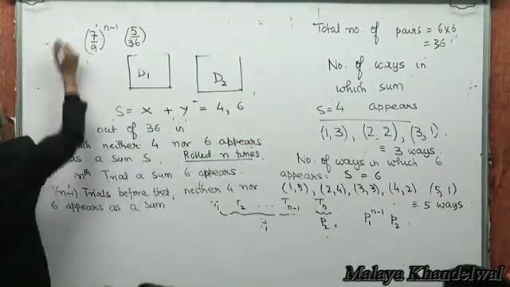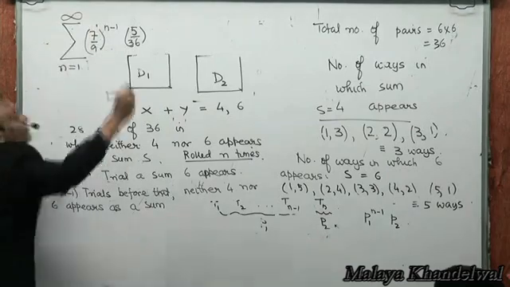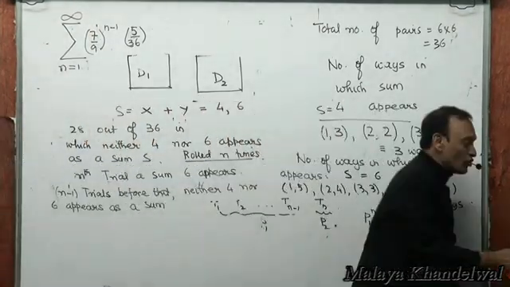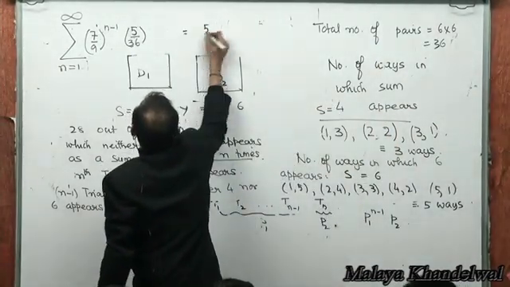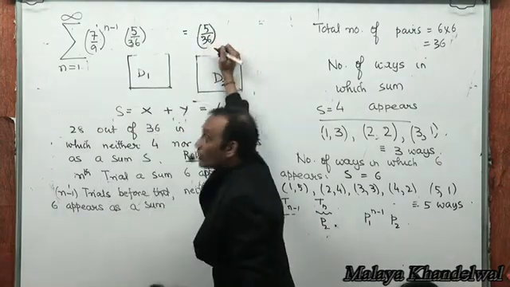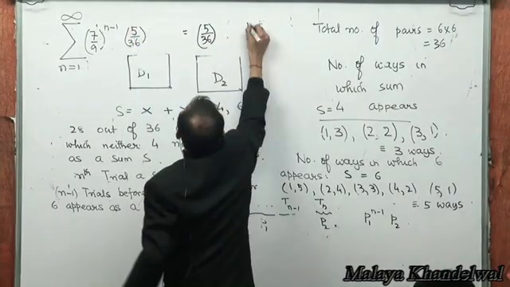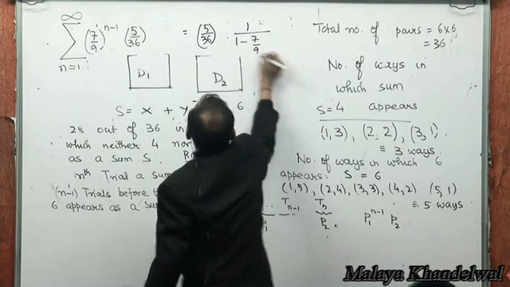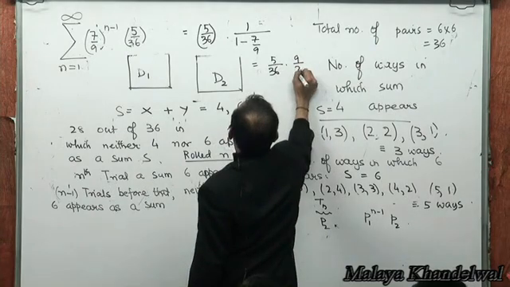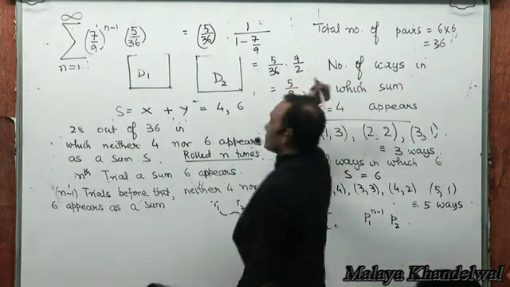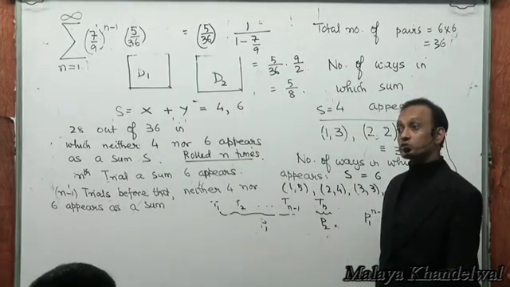So the required probability is the sum of all of this, where n runs from 1 to infinity. Which is an infinite GP series. Yes or no? 5 by 36 will wriggle out. This is a GP series with common ratio 7 by 9, first term 1, number of terms infinity. So 1 by 1 minus 7 by 9. So this is like 5 by 36 into 9 by 2. 5 by 8 is the required probability. Yes or no?